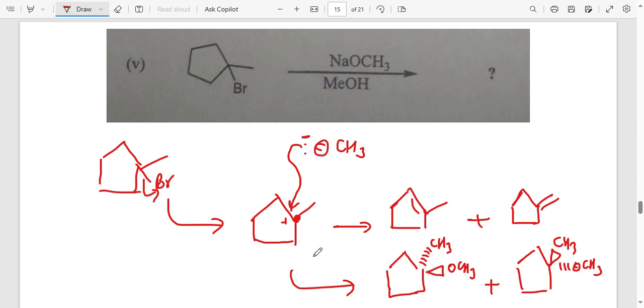Question is, which one is going to be the major product? Major is always by E. So this will be by E1, major products. The minor is going to be down here. Is this okay?